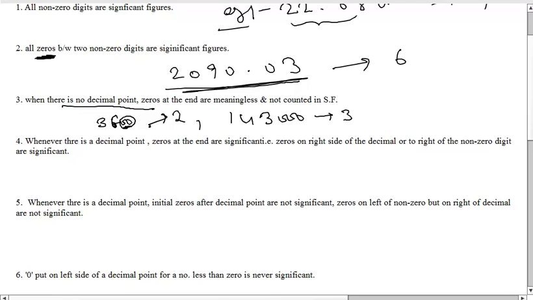Why is that? For example, we can also write it as 1.43 into 10 to the power 3. Again, we can see significant digits are 3. So we can write it as 143,000 or 1.43 into 10 to the power 3. In both cases, significant digits remain the same, that is 3. So it does not matter how you represent it. Understood? Third point.